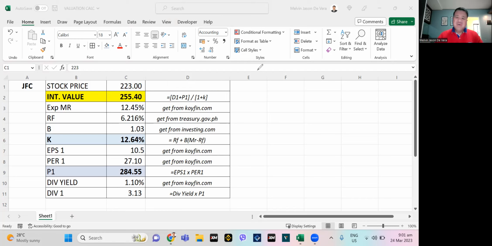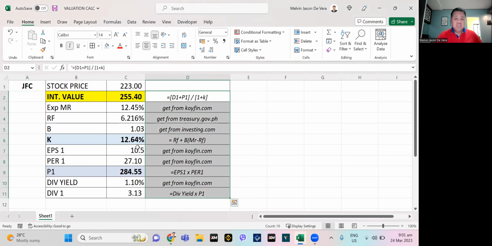Okay, so I hope you learned from this basic equation, and even if, let's say, you're going to apply this to another stock, then just use our sources, use the Excel as your calculator, and you will have an estimate of its intrinsic value.